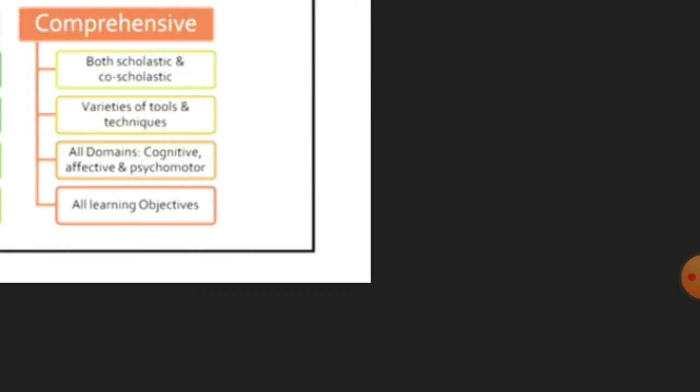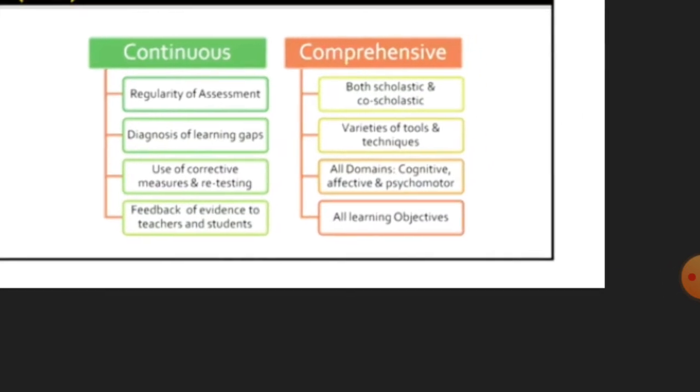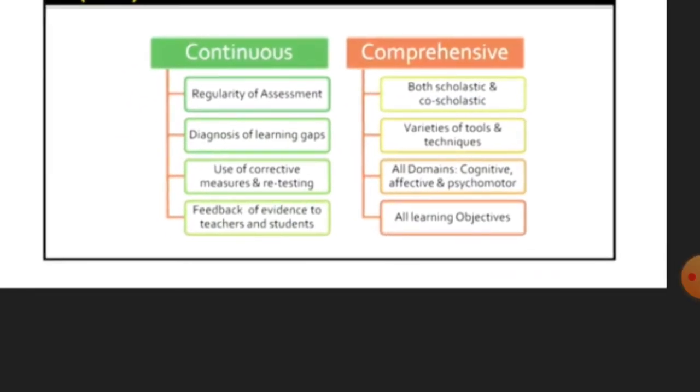If you understand comprehensive and continuous, automatically you can define the word CCE. Continuous comprehensive evaluation is the process of evaluation which measures or evaluates the student's performance continuously and comprehensively. Once you see CCE, continuous comprehensive, what is this? Regularity of the evaluation in both scholastic and non-scholastic.